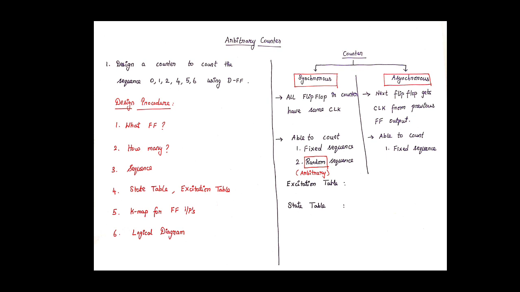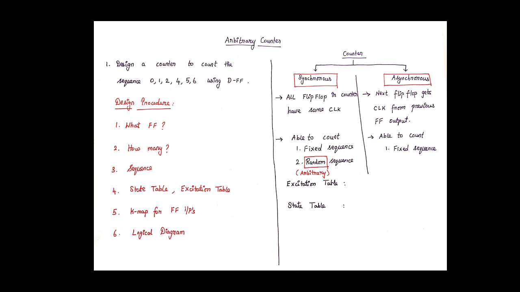Third, what is the sequence that is going to be generated at the output? Based on that, we have to create a state table. From the state table, with the help of the excitation table, we have to find the flip-flop inputs. Then the flip-flop input expressions are found with the help of K-map. Then the K-map expressions are converted to the logic diagram in terms of flip-flops. This is the normal design procedure in synchronous sequential circuits. Now we can start with our question.